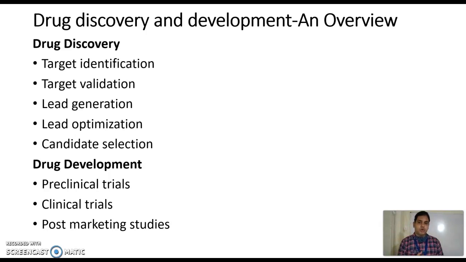Then the next step is you have to optimize these lead molecules. You may have to do QSAR studies. Then you have to identify which lead molecule is the best one out of these 1 lakh molecules. So you have to look at their toxicity profile as well as the efficacy profile.